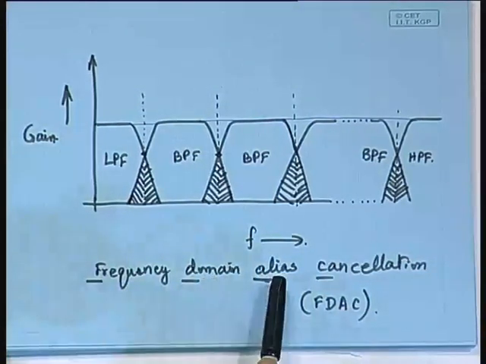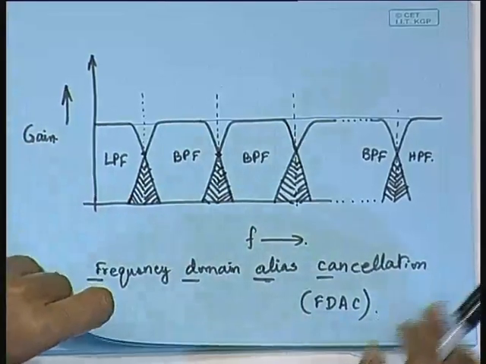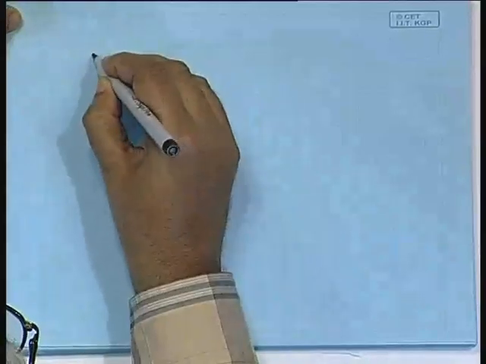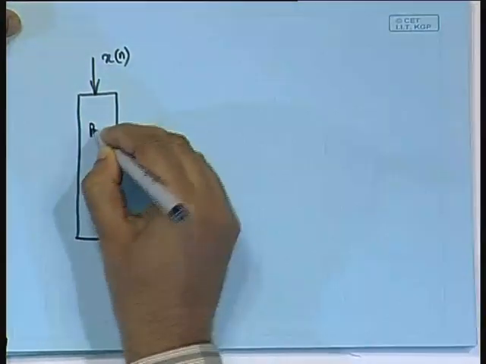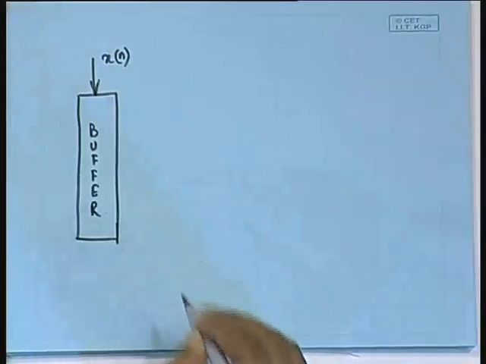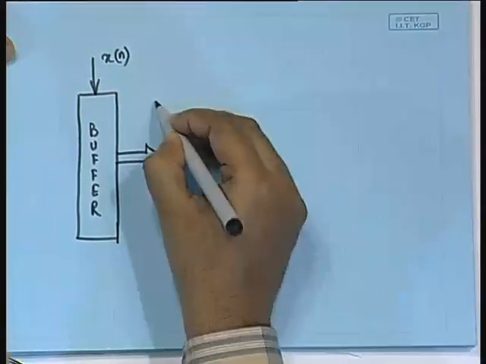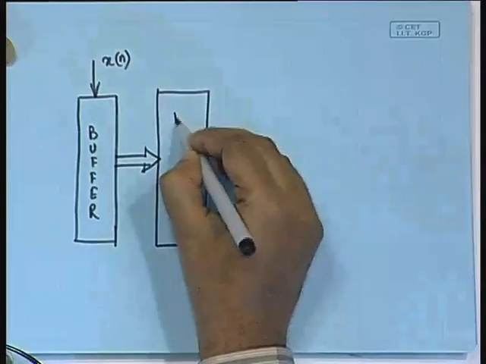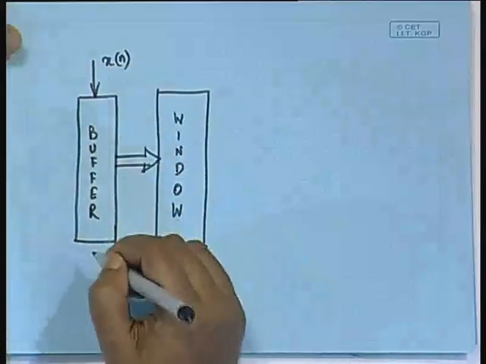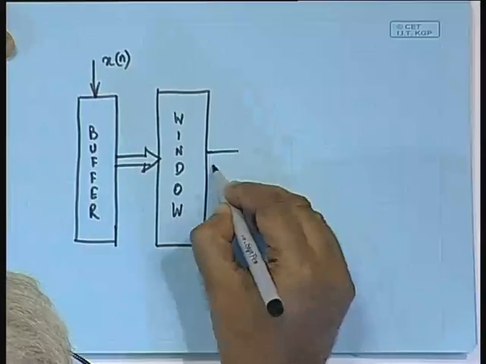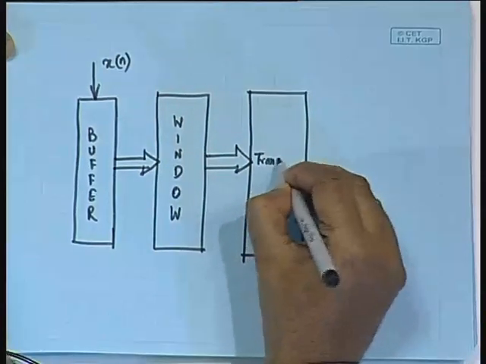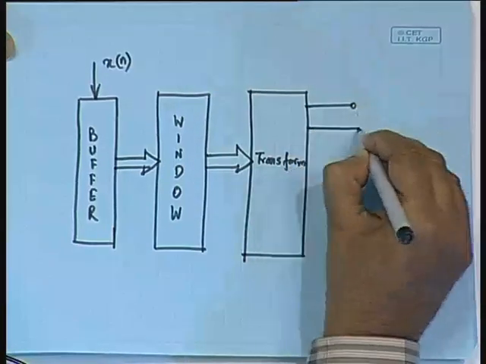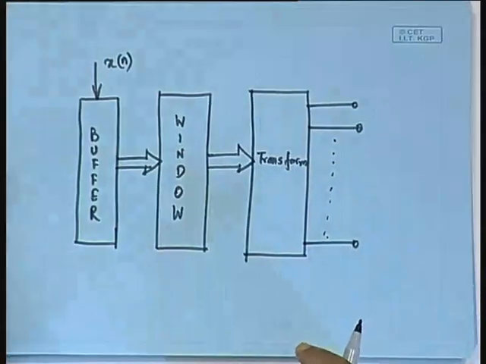We achieved frequency domain alias cancellation. Now, in this scheme, what are we going to achieve? The windowing is in the time domain. So, mind you, this x of n are the samples which are, say, arriving in a buffer. Supposing we are storing the incoming samples in a buffer, and this buffer's contents are put through a window. So, this is a window that is applied on the buffered samples, and then on these windowed samples we apply a transform, and the transform outputs are what we take as the subband signals.